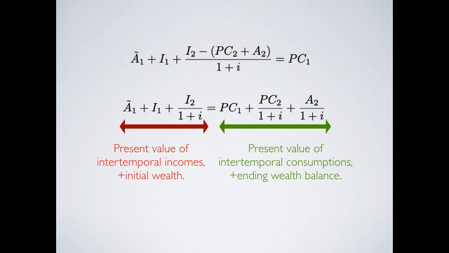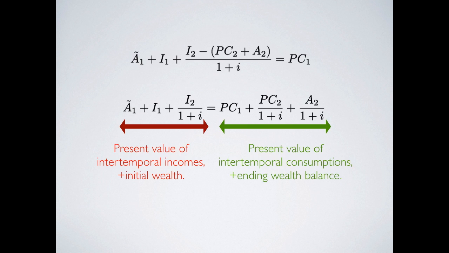The right-hand side represents the present value of your intertemporal consumption, plus the ending wealth balance. If you look at the consumption part, PC2 is from the future, so it has to be discounted. And also, the ending wealth balance is the balance from the future. Therefore, it also has to be discounted as well.